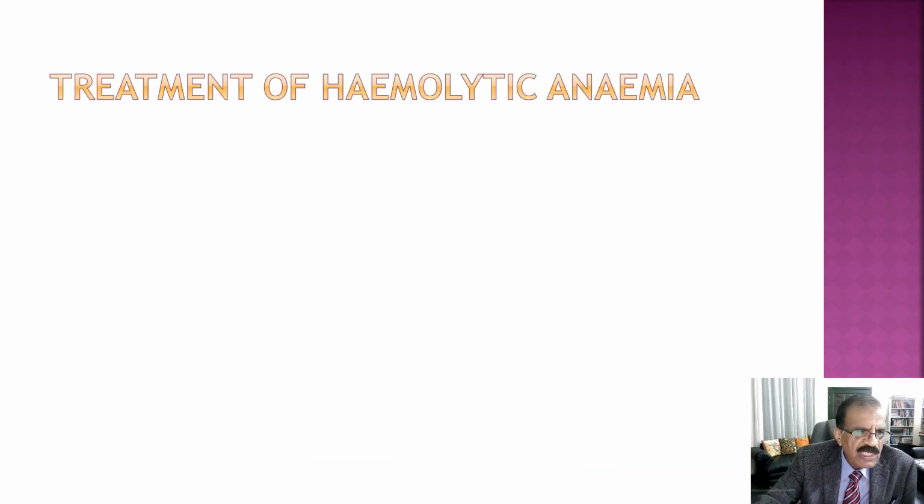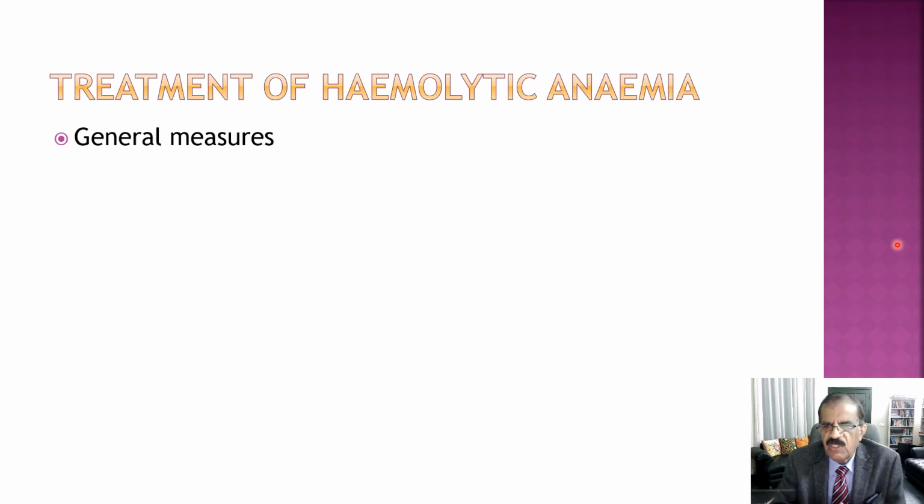Let's now discuss very briefly the treatment of hemolytic anemia. General measures. Since these patients have a lot of hemolysis, they need vitamin B12 and folic acid. Those things which can precipitate hemolysis need to be avoided, like in G6PD deficient people. Some antibiotics, some drugs need to be avoided. Sometimes we might have to give transfusion if somebody has severe hemolysis.